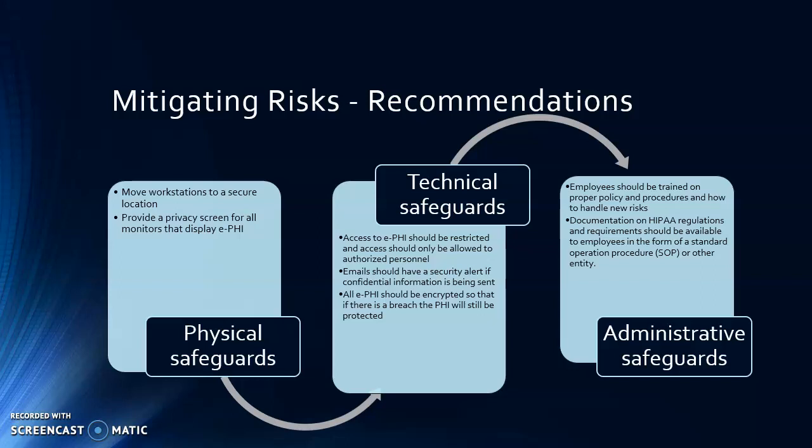Some administrative safeguards that I recommend are that employees should be trained on proper policy and procedures and how to handle new risks. Documentation on HIPAA regulations and requirements should be available to employees in the form of a standard operating procedure, which is the SOP, or some other entity.